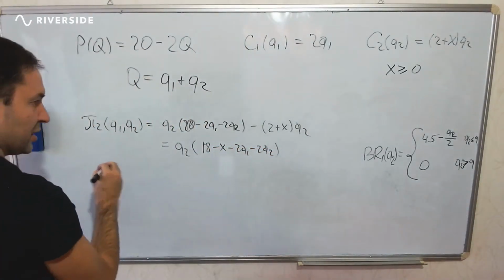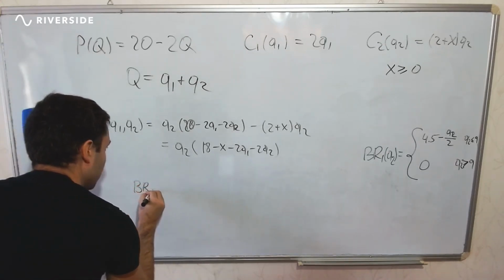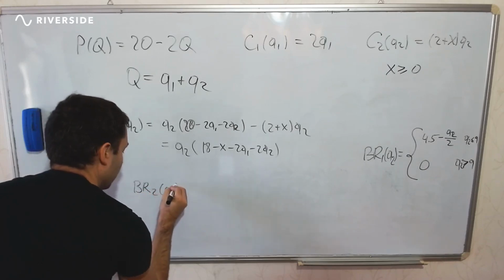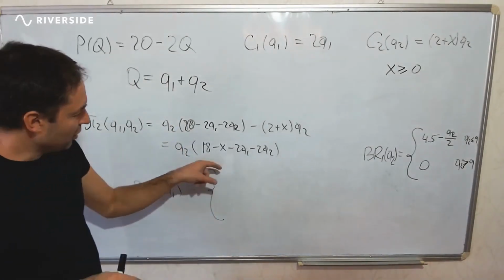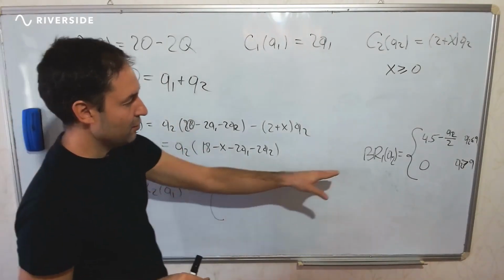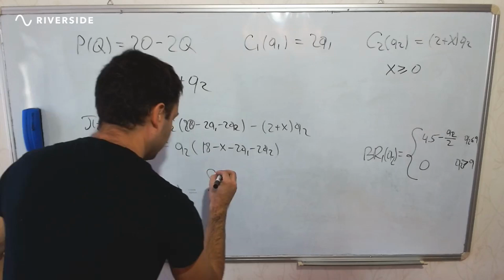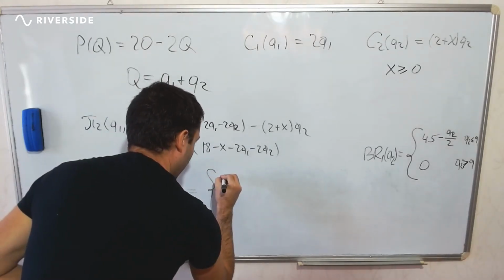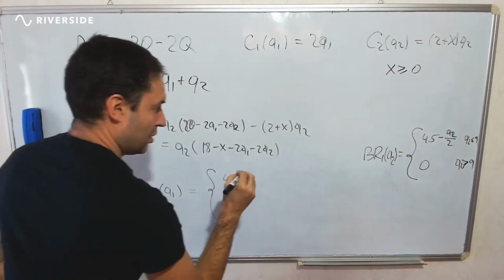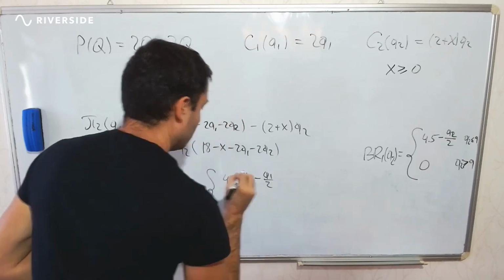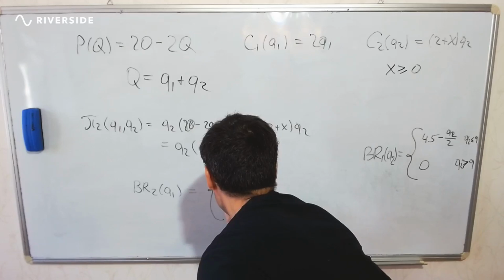We'll set up the same problem, maximize, take a derivative, to get the best response function of firm 2 as a function of Q1. Effectively it's the same problem, it's just that 18 becomes 18 minus x, therefore this branch will look different. It will be 4.5 minus x over 4 minus Q1 over 2. And it will be 0 here.